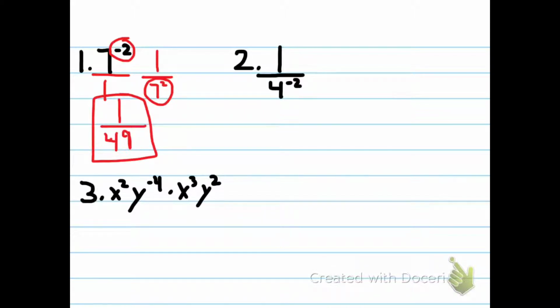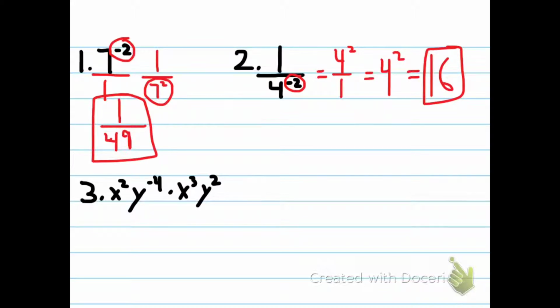Number 2, there's a negative 2. So what we have to do is flip this 1 over 4 and make it 4 over 1, and then this negative 2 becomes a positive 2. And then 4 over 1 is just 4 squared, and then 4 squared equals 16. So 16 is your final answer.